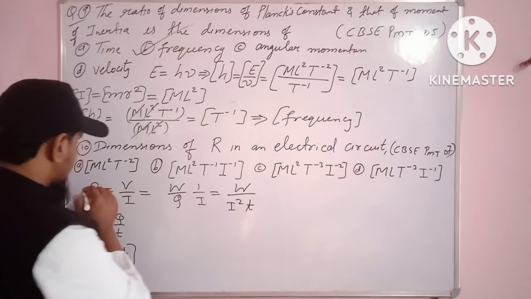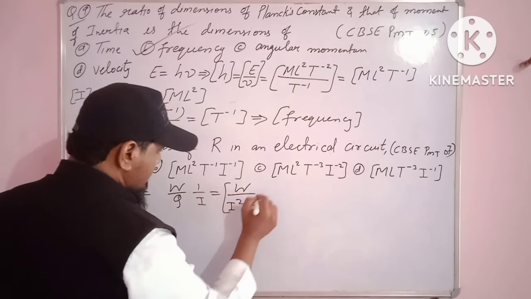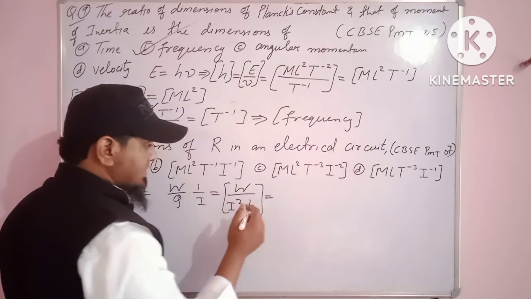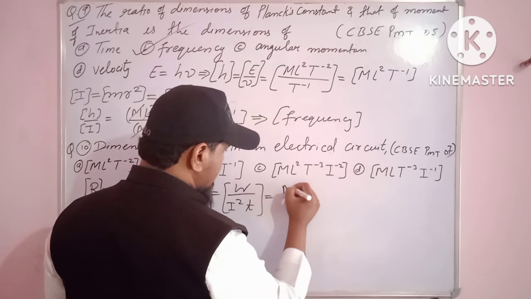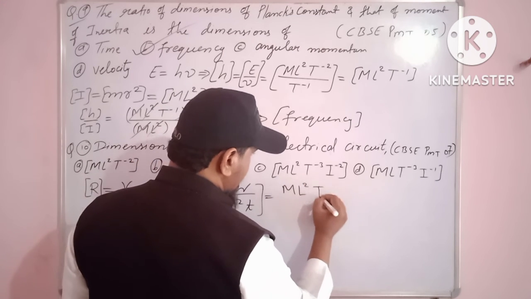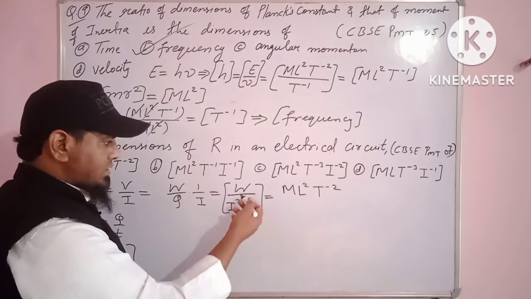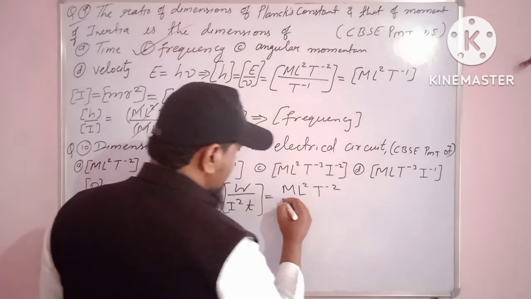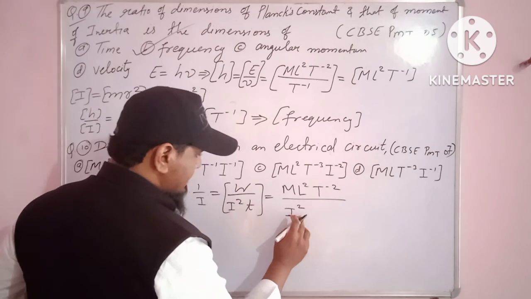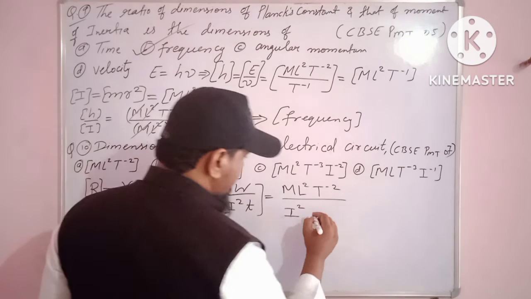So we can find the dimensions of R will be equal to dimensions of W, the work done, upon dimensions of I square T. Work done is nothing but energy. So dimensions of energy is force into distance, ML square T power minus 2. Current, the electric current, is a fundamental quantity, so its dimension is I, and for time it is T.